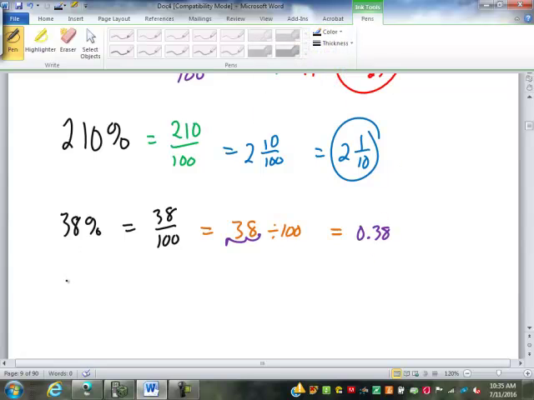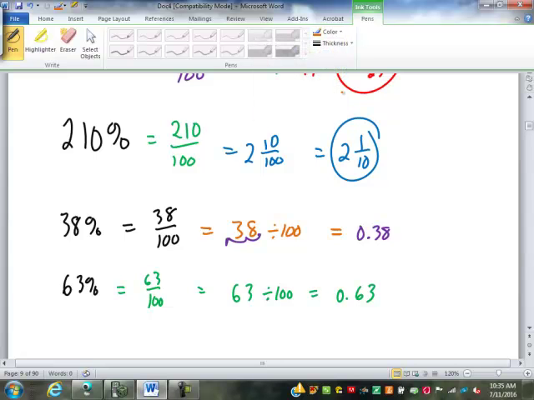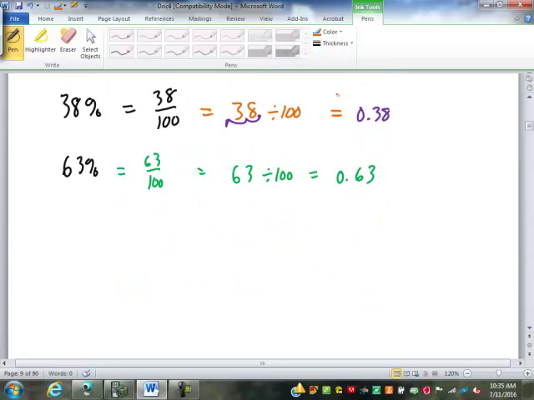So if I had 63%, that's going to become 63 over 100. Or 63 divided by 100, which is 0.63. So changing that percent into a decimal, all we were doing is dividing by 100, or moving that decimal point 2 spots. So if I had 19%, what is that as a decimal?